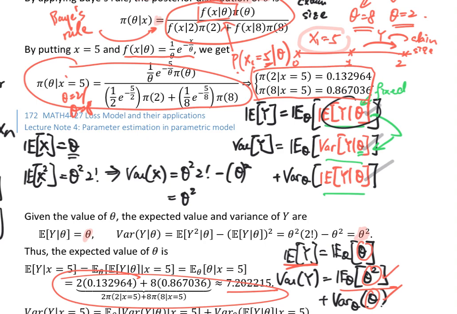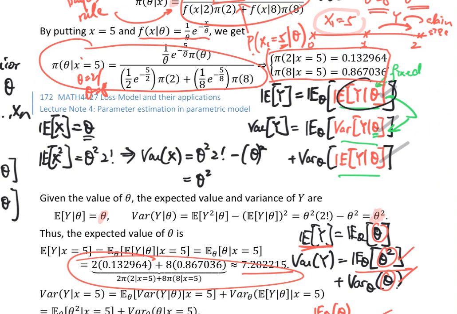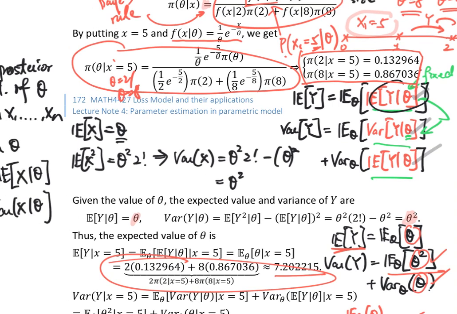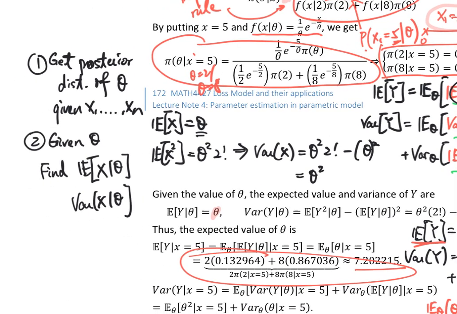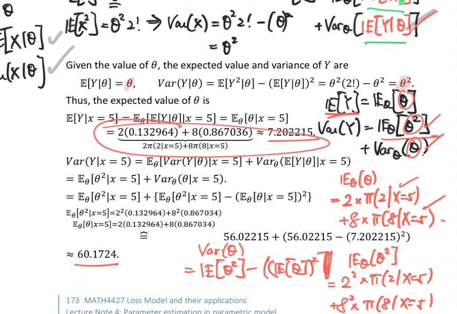Given these two elements, you just substitute these two things into this formula. That's your final expected value, and the variance will be just a function of theta. Then you evaluate this expected value or the variance using the posterior distribution. This is how we make the future prediction. This is example 42.